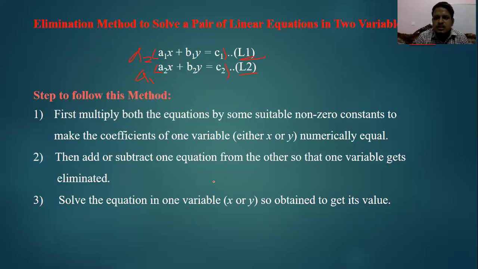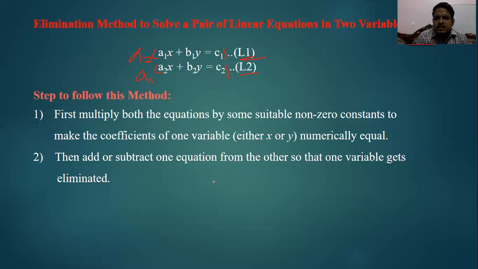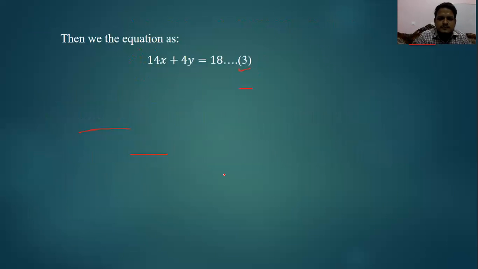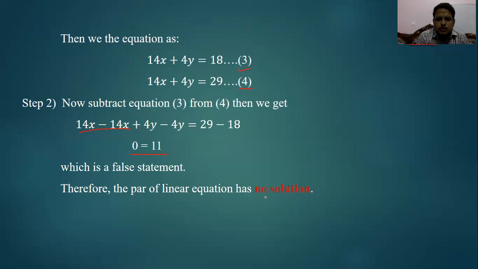Remember these 2 points. The first point is that if we get a true statement after eliminating both the variables in the second step, then we get infinitely many solutions. If we get a false statement, then we get no solution for the given pair of linear equations. So from those 2 points, we get no solution for this pair of linear equations.